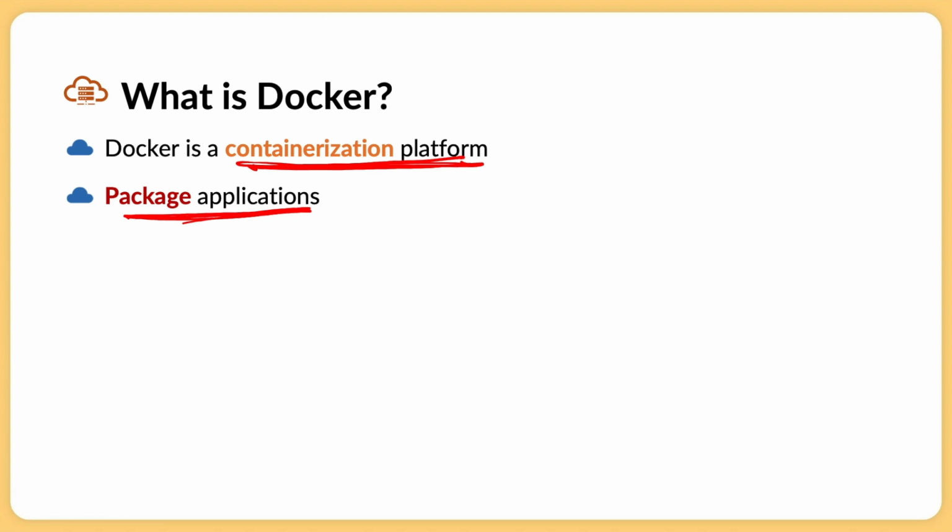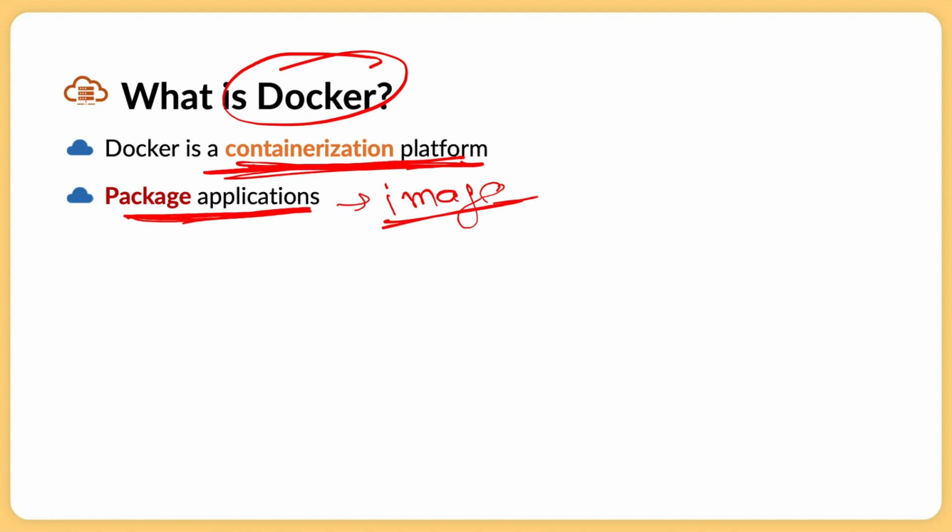So when we need to run a container, when we need to create a container, when we need to create the image for the container, then we need a containerization platform. So Docker is one of them. Using this we can package our application with all dependencies into an isolated environment that's called an image, right? So this is called a container image.